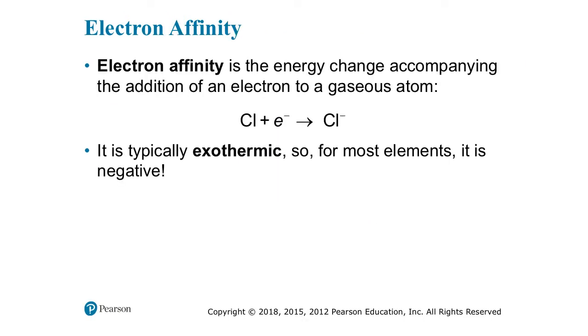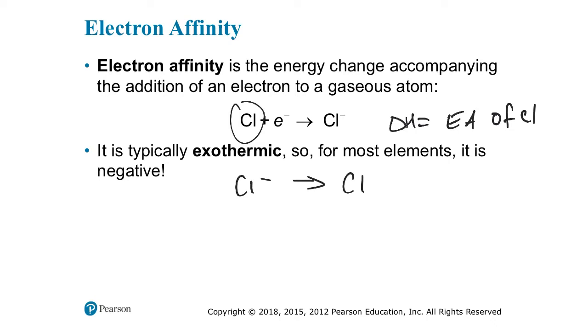So electron affinity is a measure of the energy associated with absorbing an electron into the shell of an atom. So an electron absorbed into the chlorine shell, making Cl-. The delta H of this reaction corresponds to the electron affinity of Cl. The one thing I like to point out is that the inverse of this reaction, Cl- making Cl plus an electron, is the ionization energy of Cl-.